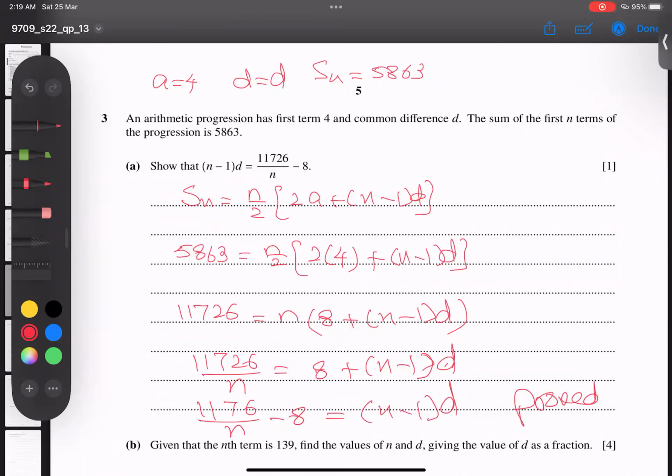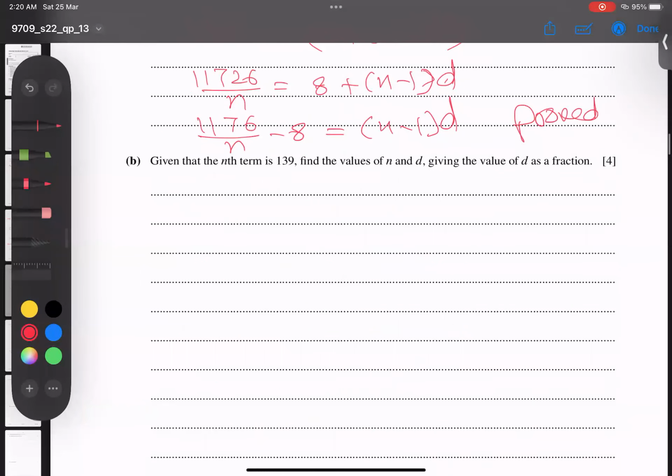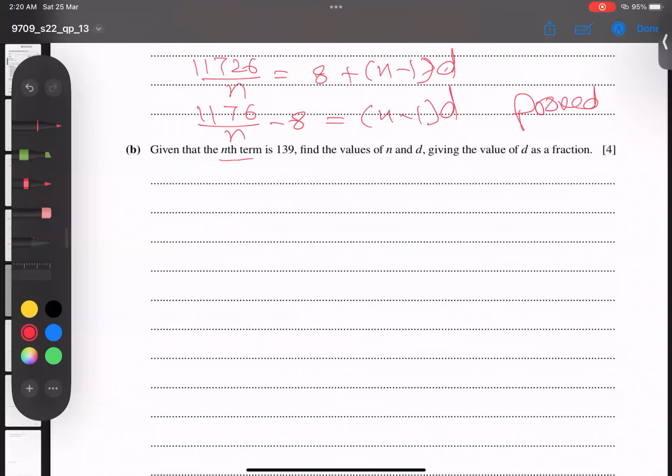So let's go for the next part. And he's saying that the nth term is given, 139. So you know what this means? This means Tn is equal to 139, and find the value of n and d, giving d as a fraction. So now I think I can apply the formula. When he gives us the term, he's helping us to go for the term formula of AP, which is a plus n minus 1 times d, students. I replace 139 in the place of Tn, and a we know is 4, and n minus 1 into d, and d is as it is.